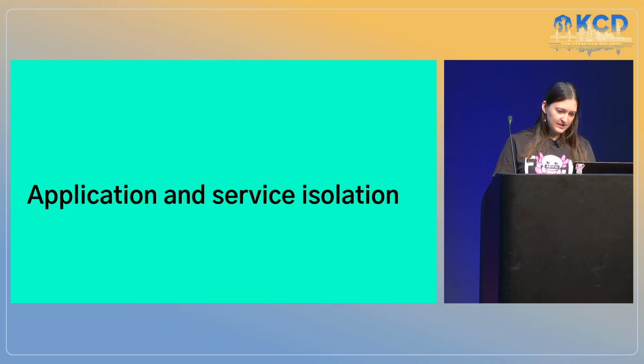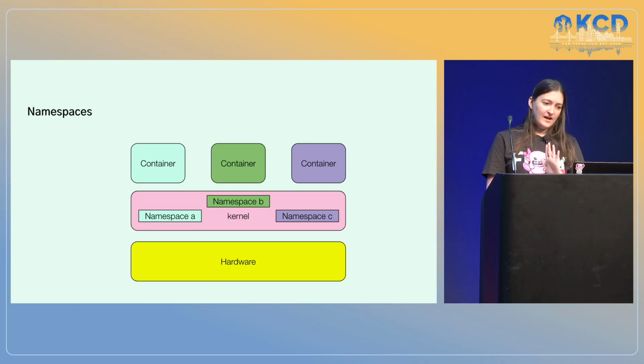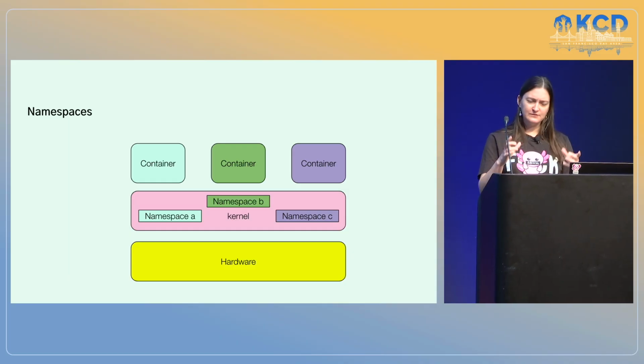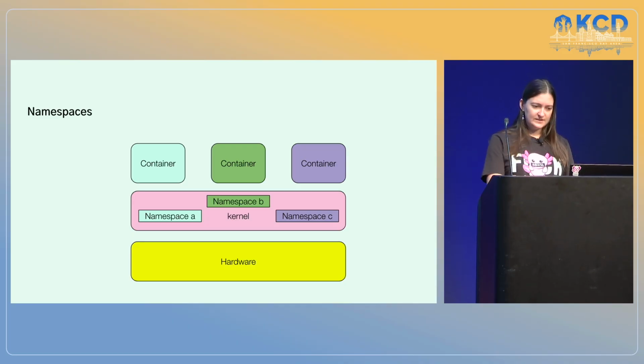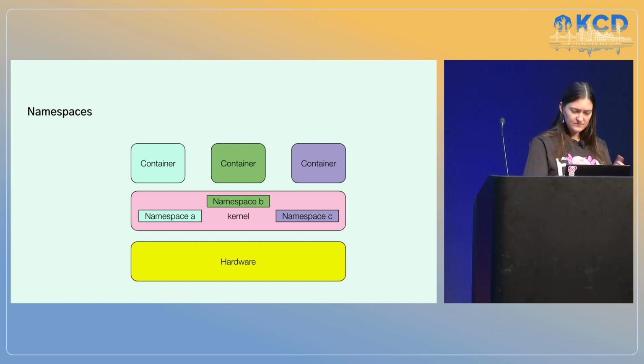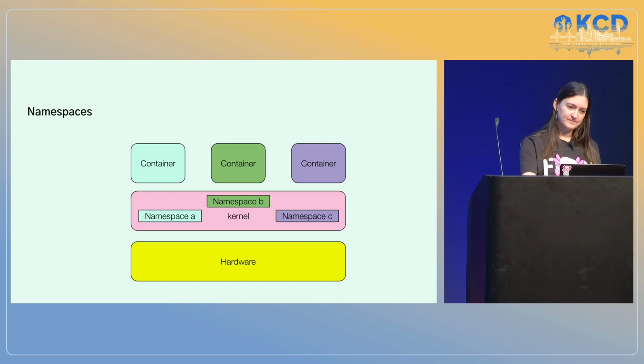So first we have application and service isolation. Namespaces, I think, is the most known of these. They provide a different view of the operating system for each container. These are very commonly used. And there's namespaces for different levels of the stack, right? But they all fit into the same category. And this is part of the operating system kernel.